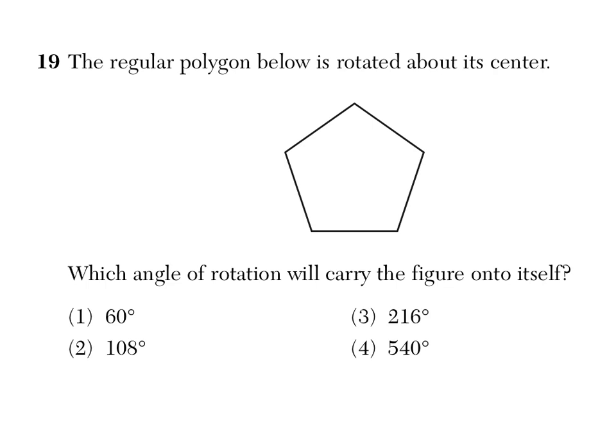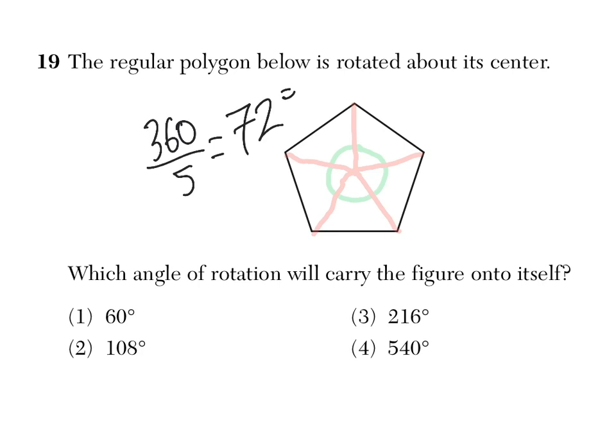Question number 19 says, the regular polygon below is rotated about its center. Which angle of rotation will carry the figure onto itself? So whenever I'm doing a problem like this, I like to draw an interior circle. That's going to help us find the central angle. What I then like to do is pinpoint the center. And I remember that there are 360 degrees in a circle. And so we're going to slice this up into 5 pieces. I noticed that there's 5 sides. So we're going to do 360 divided by 5, and that gives us 72 degrees. So each central angle is 72 degrees.